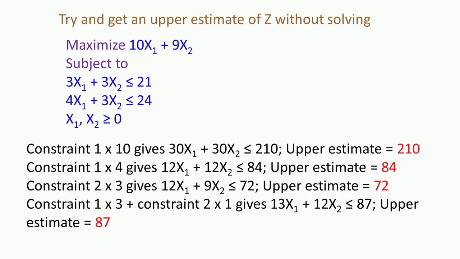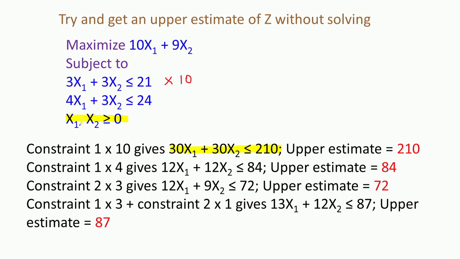Let us take the first constraint, 3x1 plus 3x2 is less than or equal to 21. Now, let us multiply the first constraint by 10. If we multiply the first constraint by 10, we will get 30x1 plus 30x2 less than or equal to 210.